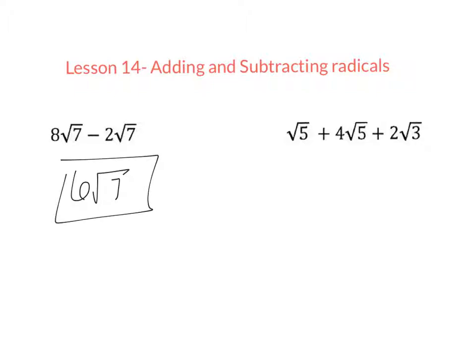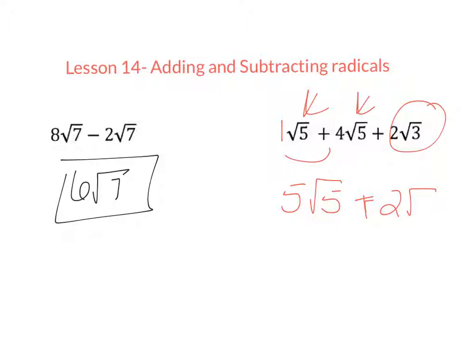The next one's a little bit different because if you notice, I have a radical 5, but then this is a radical 3. Now because it's a radical 3, I cannot combine it with the other radical 5. So what I'm going to do is add the radical 5s because they're like terms. In front of my first radical 5 is a 1, so I'm going to add 1 and 4 to get 5 radical 5s. And then I'm going to just add the 2 radical 3 to the end because it is not like, and it does not combine with the other radical 5s. So I have 5 radical 5 plus 2 radical 3.